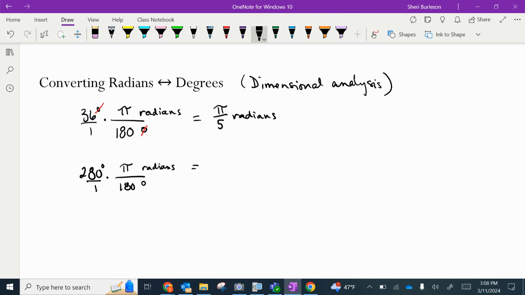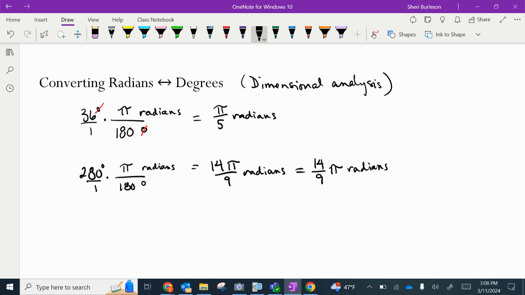Is this what we got? I can divide both of them by 10, and then 28 over 18 is going to get me 14 pi over 9 radians, or you can say 14 ninths pi. Those are the same thing. I don't care which way you say it. I usually write the pi with the numerator, but it's still a fraction of pi.